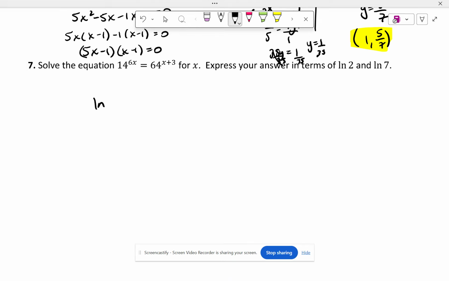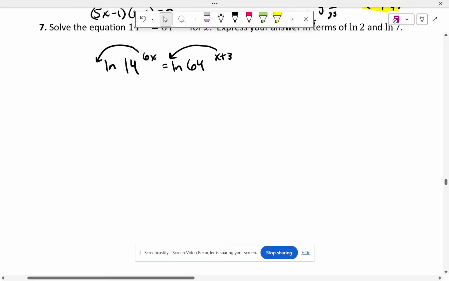So if I take ln of both sides, this can now drop down as a coefficient, and so can this. So now I've gotten my x's out of the exponent. Thank goodness.